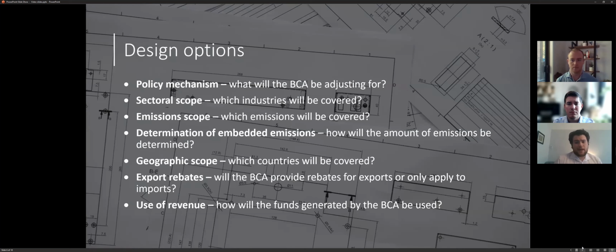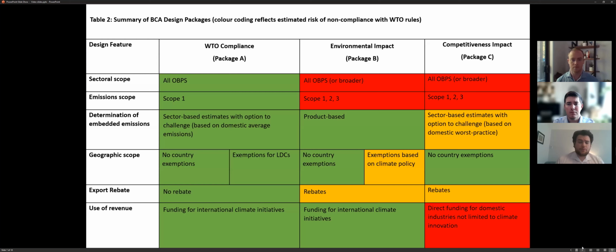So a BCA has many potential components that we term design options. And each of these design options has WTO compatibility issues. So with these legal issues in mind, we evaluated all of these design options, as you can see on screen, for their WTO compliance. But in doing so, we struggled with how to present this in an easy to understand form. And what we came up with was a chart of design options. These design options we coded based on their WTO risk and presented various different packages with different policy objectives and WTO compatibility.